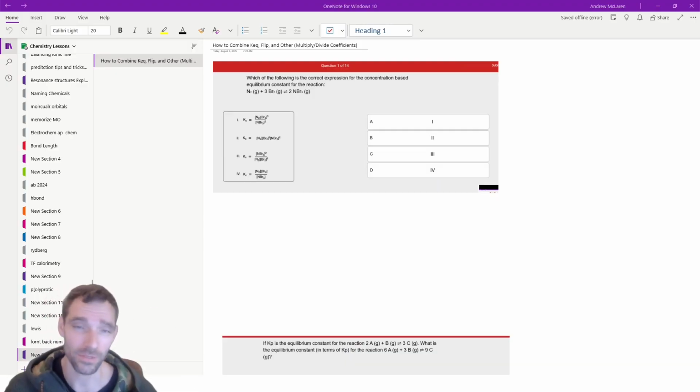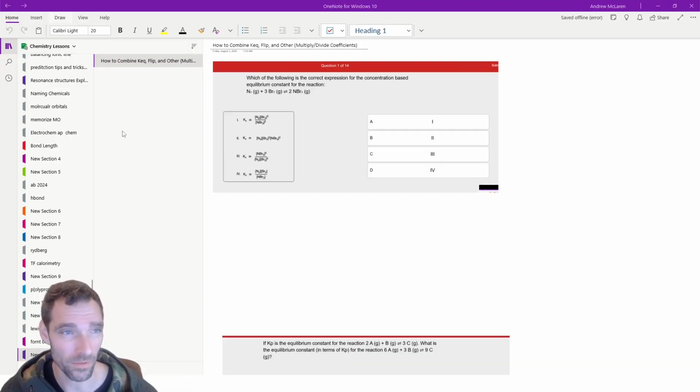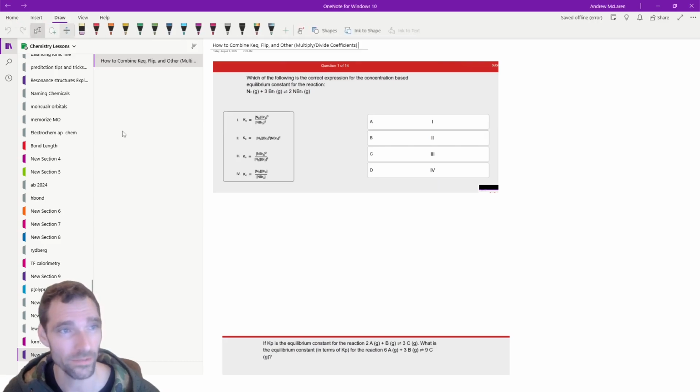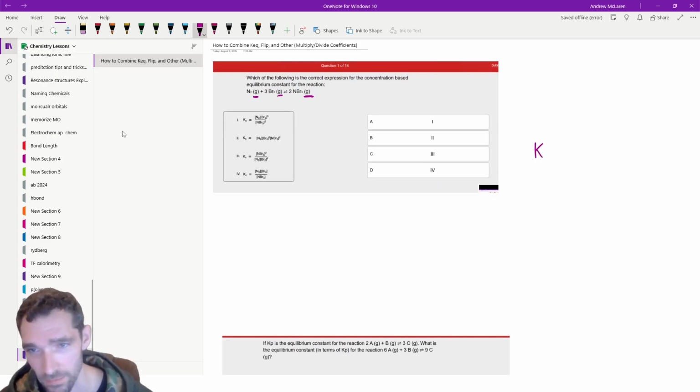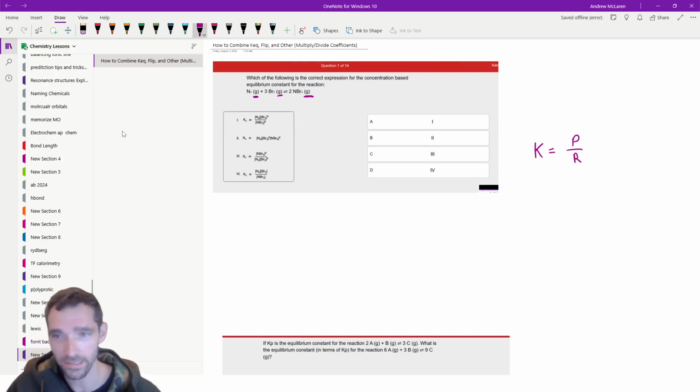Hi, my name's Andrew McLaren, and I want to help you with problems involving equilibrium or K values, sometimes called K equilibrium. Now, this is going to be something that oftentimes is involving gases or something else that's competing over space. And it's really important, whenever you're writing out these types of problems, to give yourself a reminder that this is product over reactant.